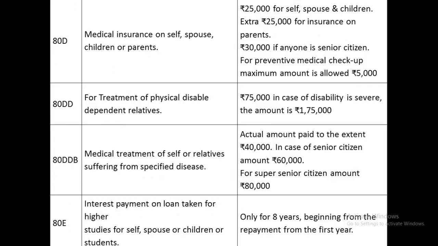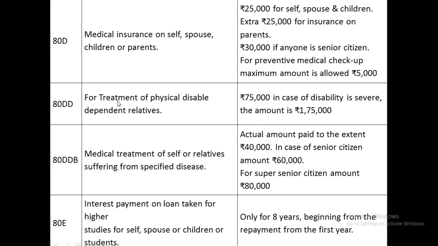So in simple form, 80D is for medical insurance on self, spouse, children or parents. The amount of deduction will be rupees 25,000 for self, spouse and children, and an extra 25,000 for insurance on parents. If the parents are senior citizens, 30,000 will be extra. The insurance includes preventive medical checkup of rupees 5,000.